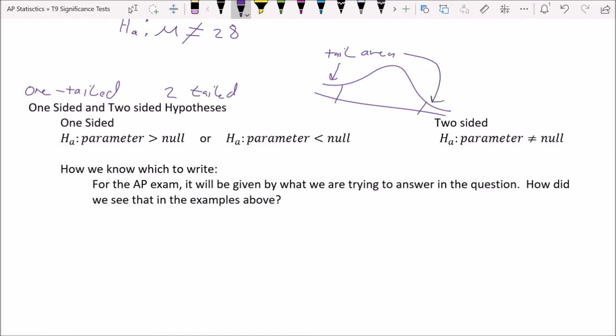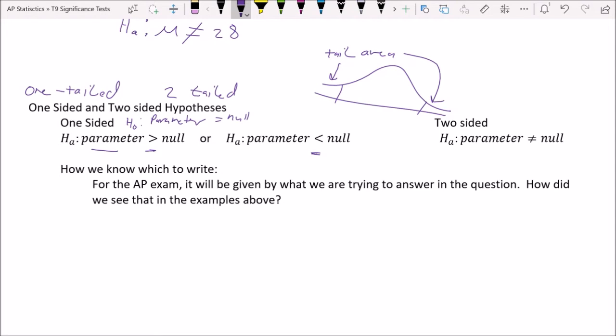Okay, so in the case of a one-sided test, your alternative hypothesis is always going to be a parameter that is either greater than or less than the null. It'll never be greater than or equal to. And the reason is because the null hypothesis is going to be that the parameter is equal to the null value. And the null value is just some value that's like the status quo. That's what that's referring to.